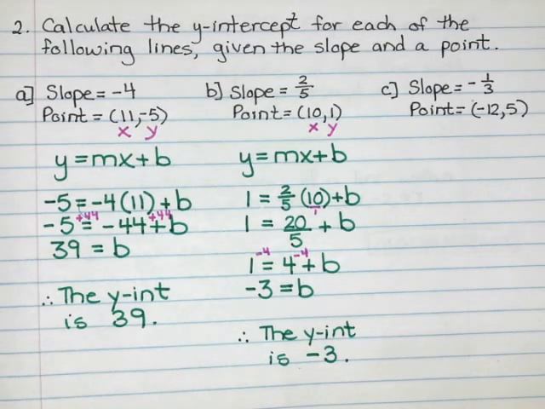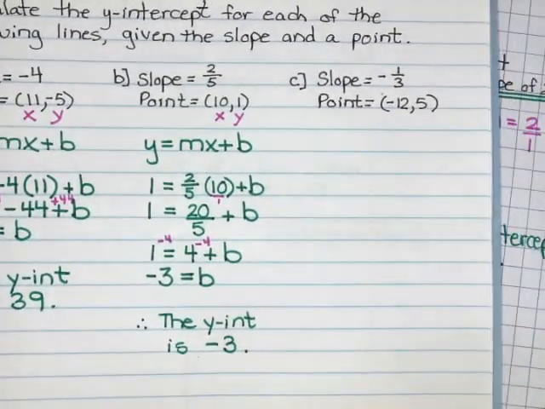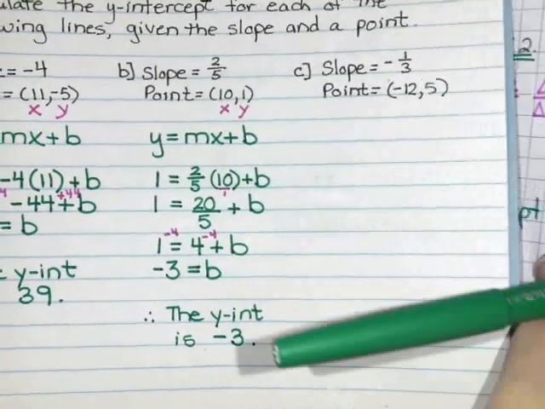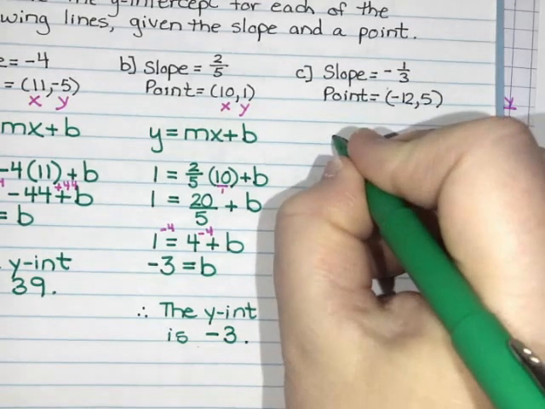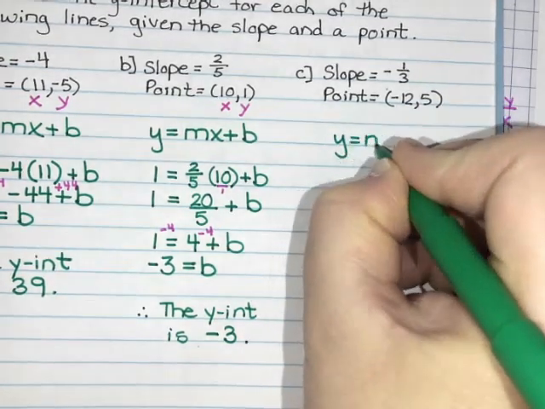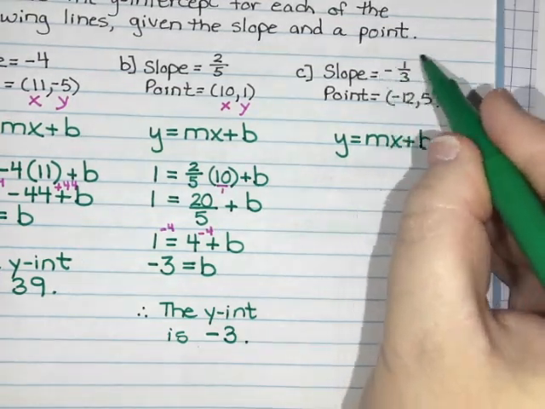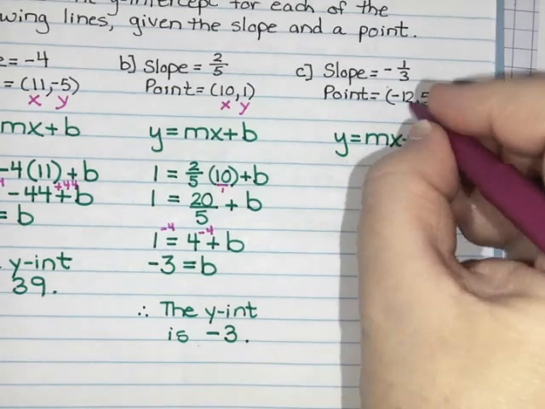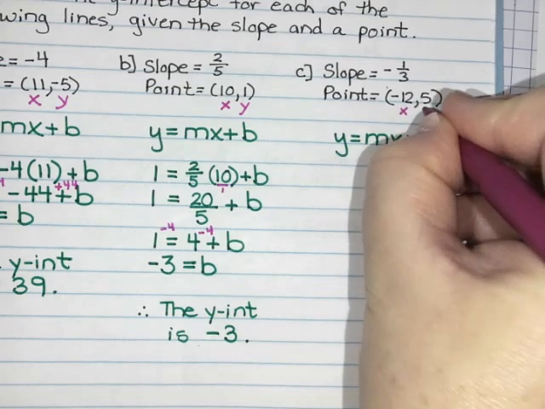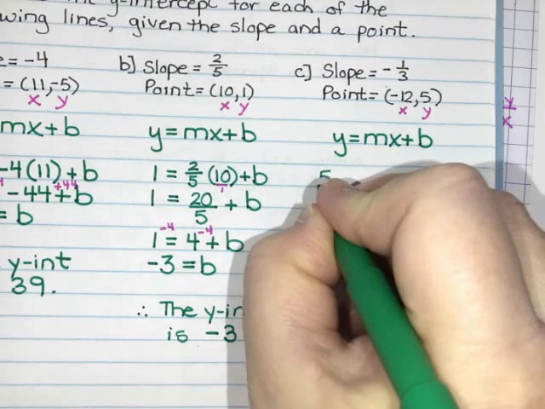Okay, we have one more example. This one also has a fraction. It says our slope is -1/3. Our point is -12, 5. So I am going to start with y equals mx plus b. I'm going to put -1/3 in for my slope, and then -12 and 5 are just the point x and y. So I'm going to put 5 in for y.